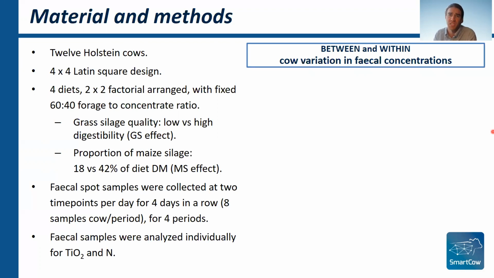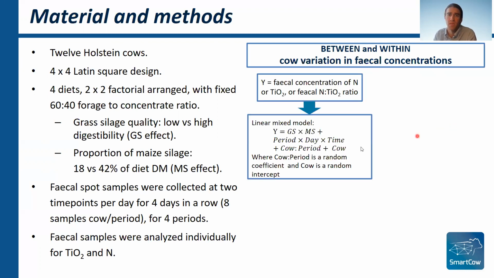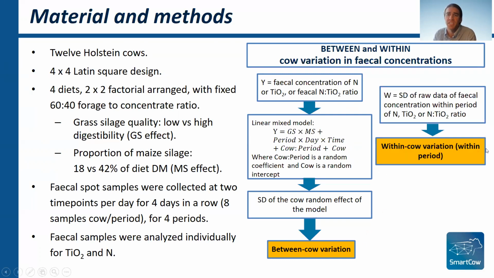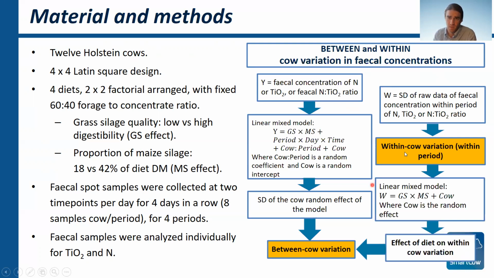Our between cow variation was defined from the following linear mixed model, while the standard deviation of the random cow effect was extracted and defined our between cow variation. Our within cow variation was calculated as the standard deviation of the raw data of fecal concentration within the period for each variable of interest. And this within cow variation was used as dependent variable in a linear mixed model to assess any potential dietary effect.